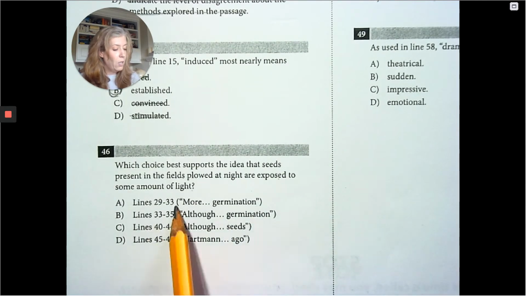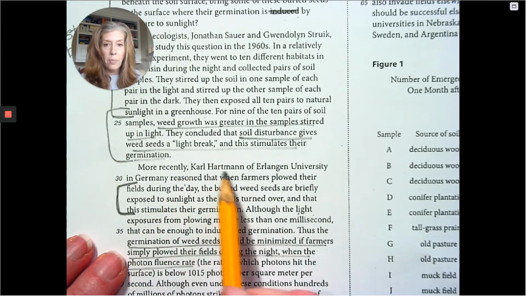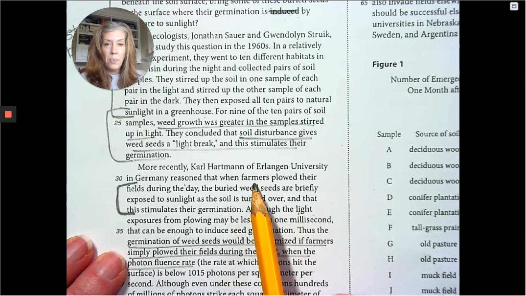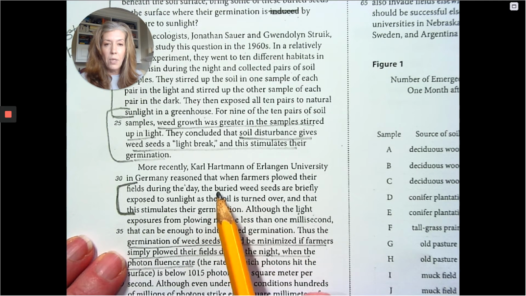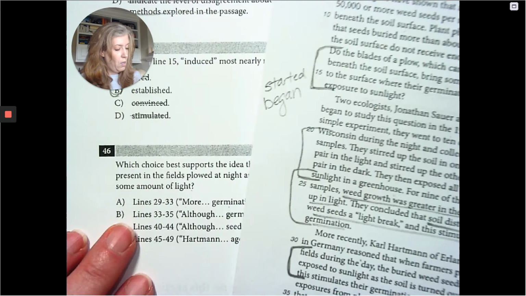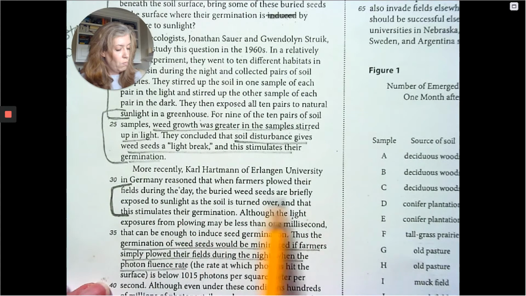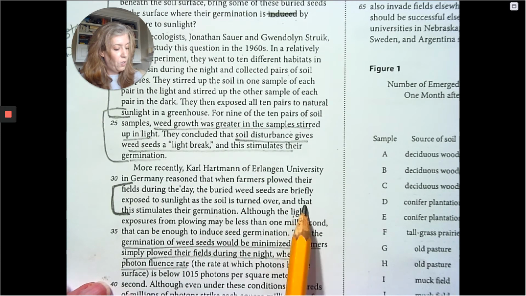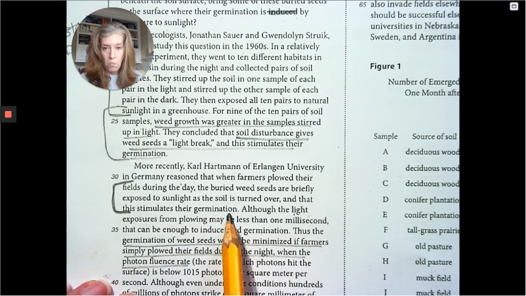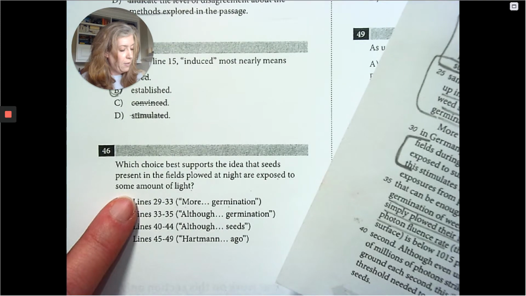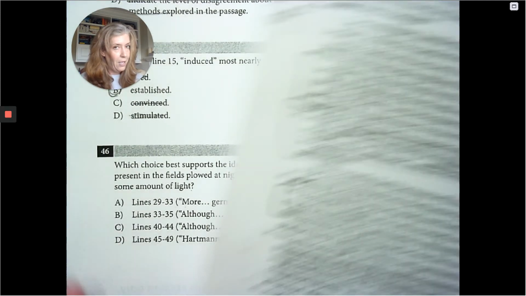Line 29 to 33, more germination. More recently, Karl Hartmann of Erlangen University in Germany reasoned that if farmers plowed their fields during the day, the buried weed seeds are briefly exposed to sunlight as the soil is turned over, and that stimulates their germination. Is that what we're looking for, though? Seeds present in the fields plowed at night. We're not looking for the day, so no.